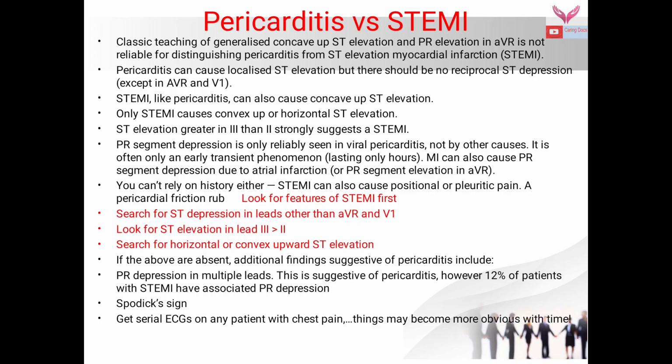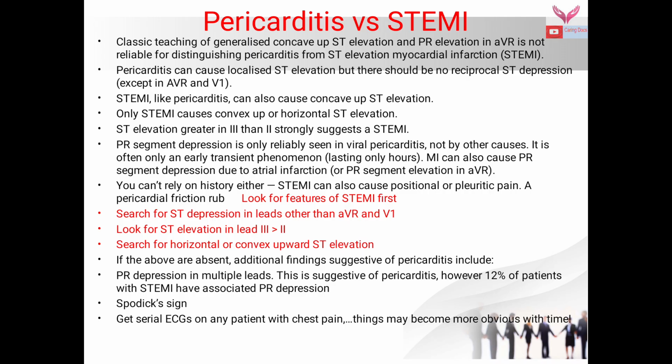Search for ST depression in leads other than AVR and V1. Look for ST elevation in lead 3 more than 2, and search for horizontal or convex upward ST elevation. If the above are absent, additional findings suggestive of pericarditis include PR depression in multiple leads. This is suggestive of pericarditis.